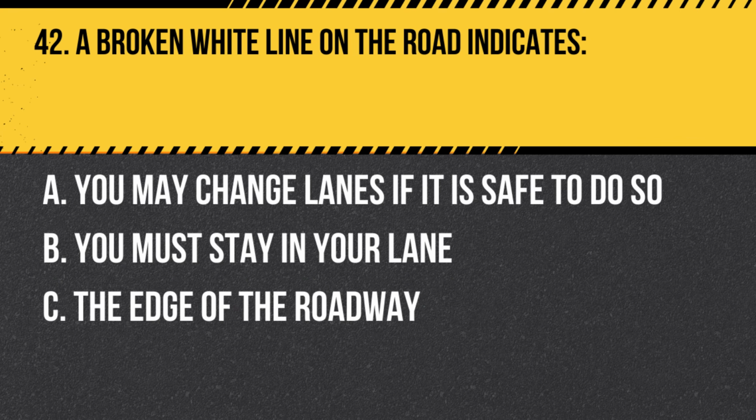Question 42. A broken white line on the road indicates A. You may change lanes if it is safe to do so. B. You must stay in your lane. C. The edge of the roadway. Answer. A. You may change lanes if it is safe to do so. A broken white line on the road indicates that you may change lanes when it is safe to do so.